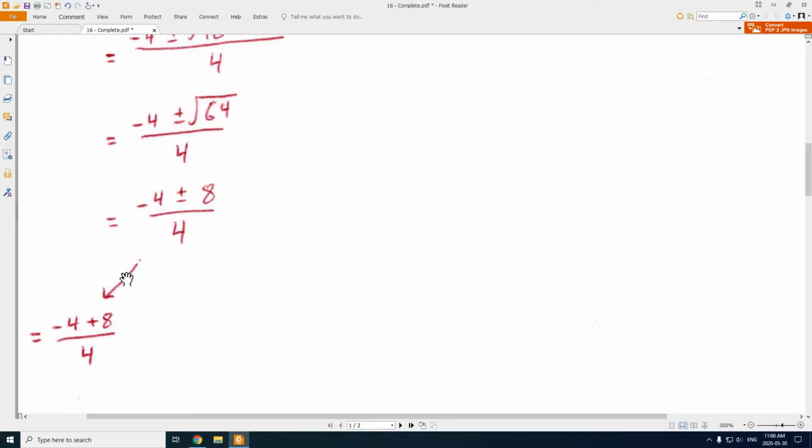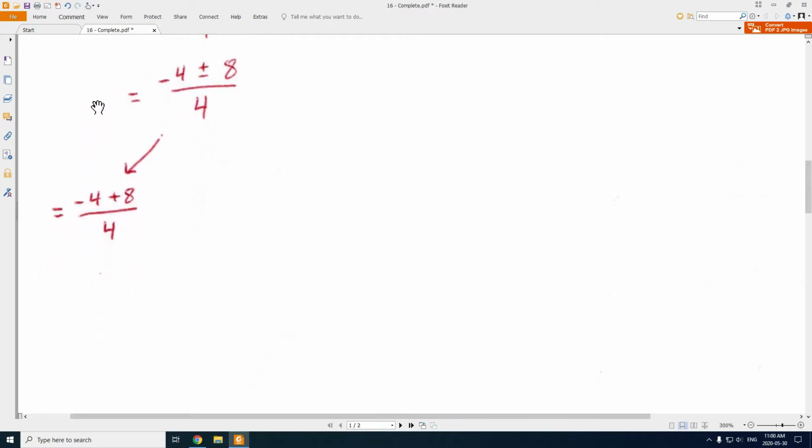So negative 4 plus 8 over 4. And we can solve that one now. So that would give me a 4 over 4, which would be 1. So that's one of the x-intercepts. That's one answer.